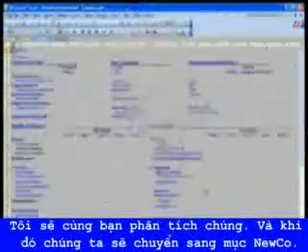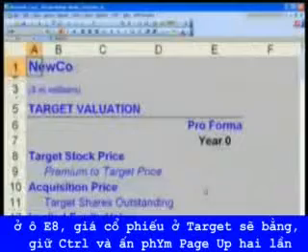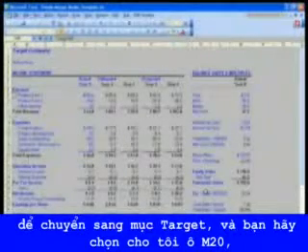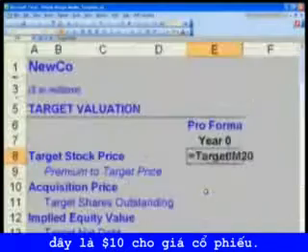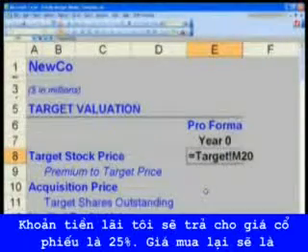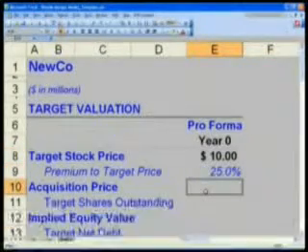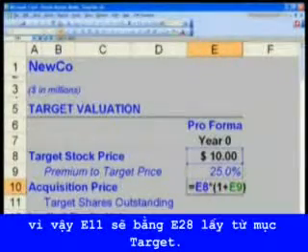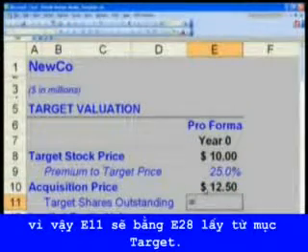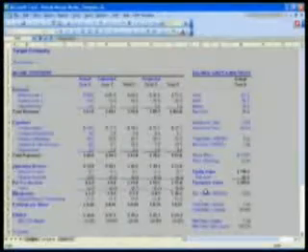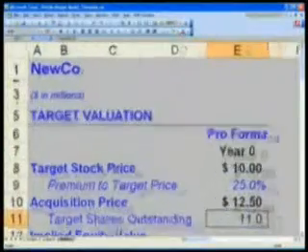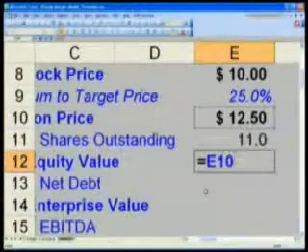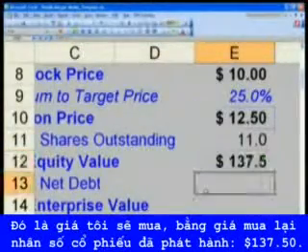And then we're going to go ahead to the new tab. In E8, the target stock price will be equals, Control Page Up twice to the target, and you're going to select M20, which is my $10 share price. The premium that I will pay to this stock price, 25%. The acquisition price will be 25% above the $10. The shares outstanding I have to buy back will be 11. So in E11 equals E28 from the target tab. What's my equity value that I'm going to purchase? It equals the acquisition price times the shares outstanding.